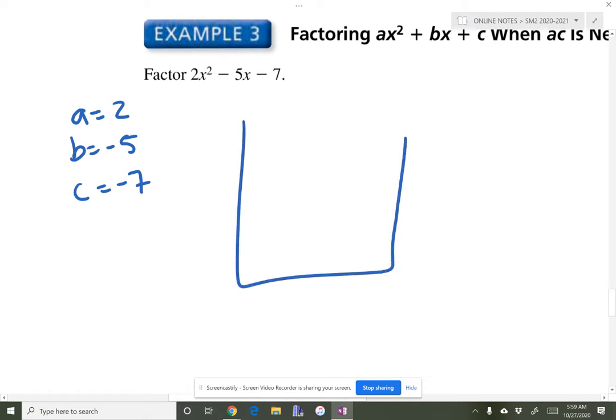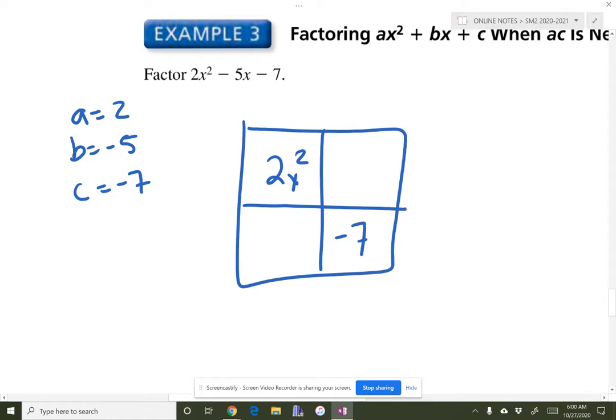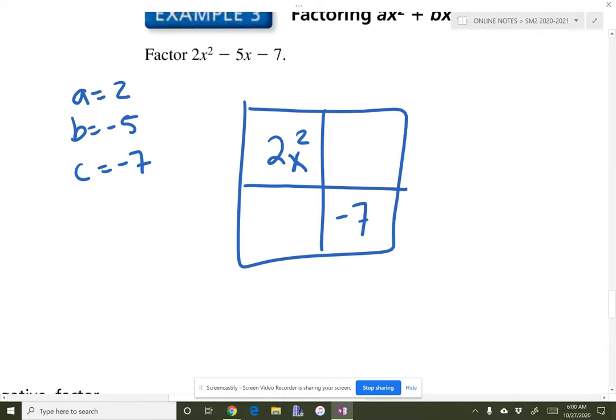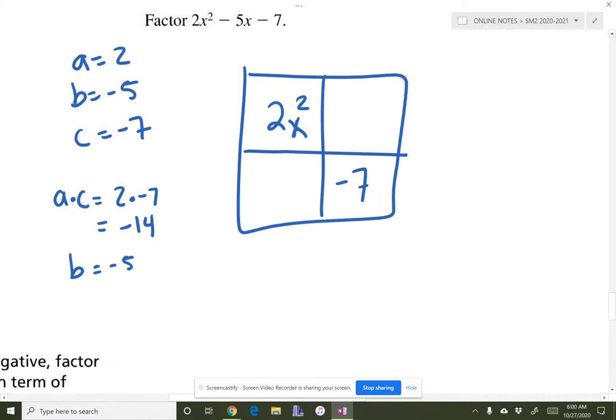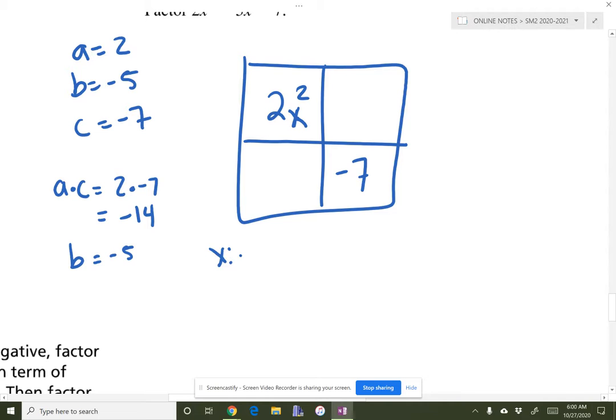Then I make my box. First term in the first box, last term in the last box. Okay? Now, I need to do A times C. A times C is 2 times -7, which equals -14. And B equals -5. So I need my numbers to multiply to -14 and add to -5.